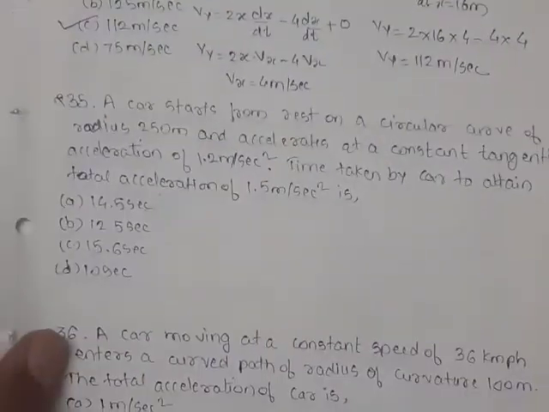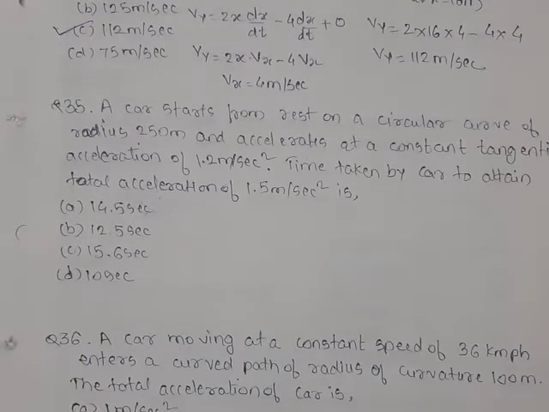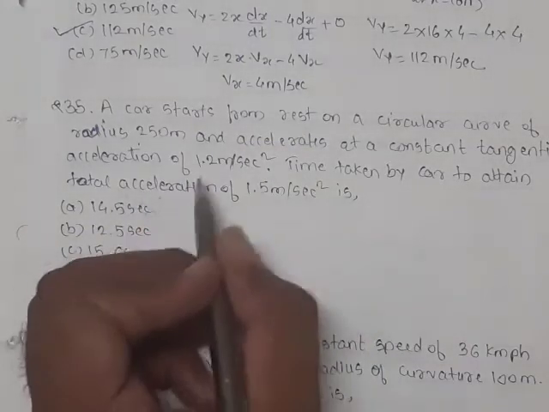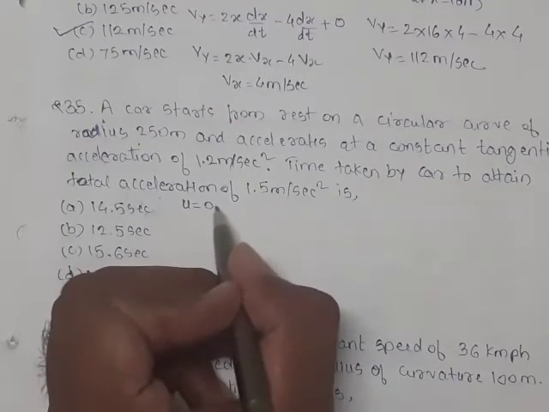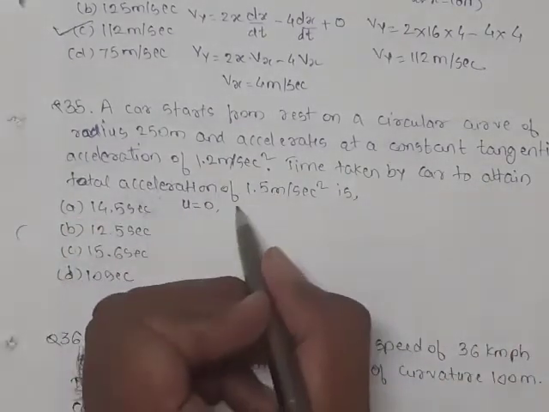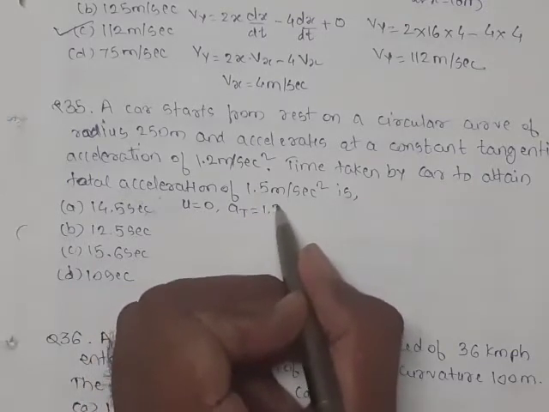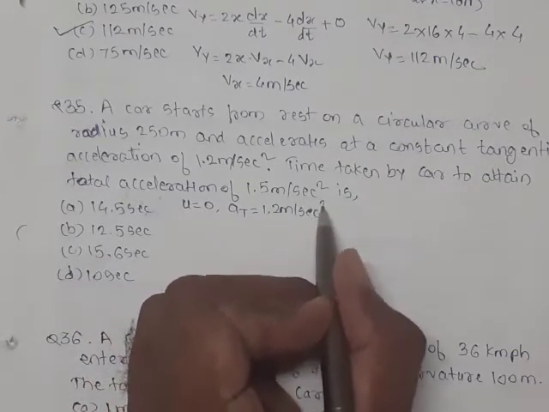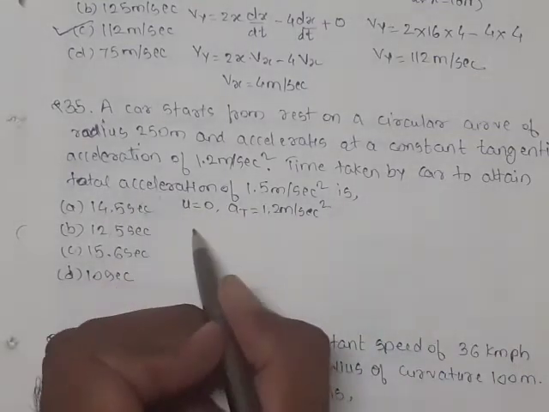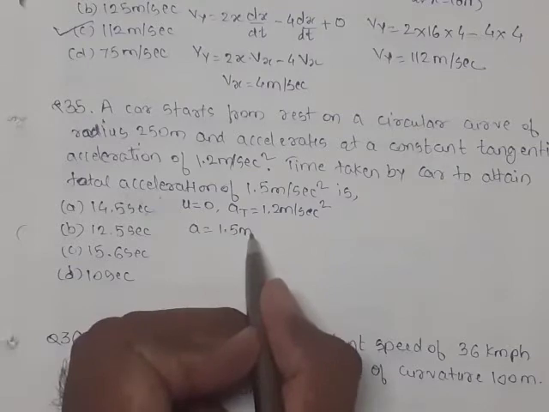Now question 35. A car starts from rest on a circular curve of radius 250 meters and accelerates at a constant tangential acceleration of 1.2 meters per second squared. The time taken by the car to attain a total acceleration of 1.5 meters per second squared is. So here initially the car starts from rest, so the initial value u is 0. The tangential component of acceleration at is given as 1.2 meters per second squared. Also the total acceleration a is 1.5 meters per second squared.